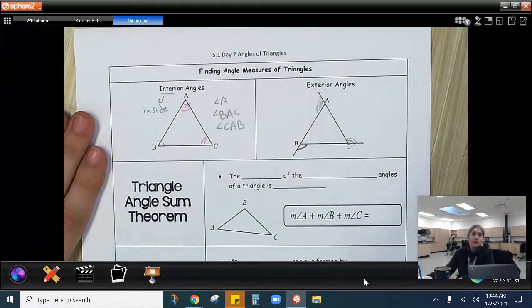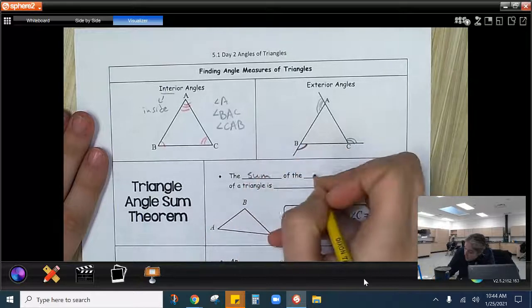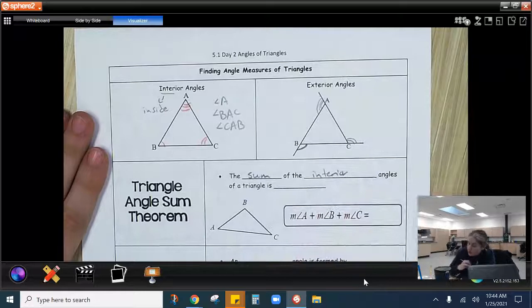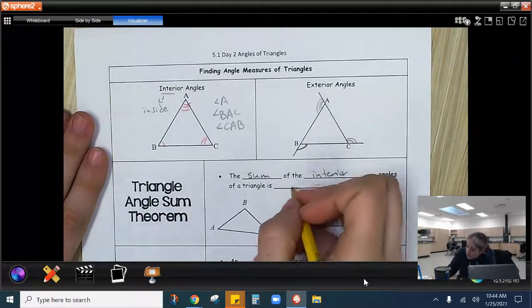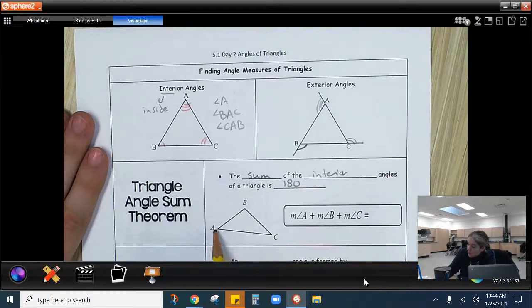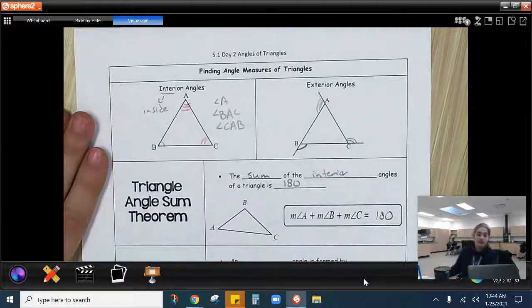Now, triangle sum theorem. The triangle angle sum theorem, I should say. The sum of the interior angles of a triangle is 180 degrees, all right? So if we add the measure of angle A plus the measure of angle B plus the measure of angle C, we're going to get 180, all right? It adds to make 180.